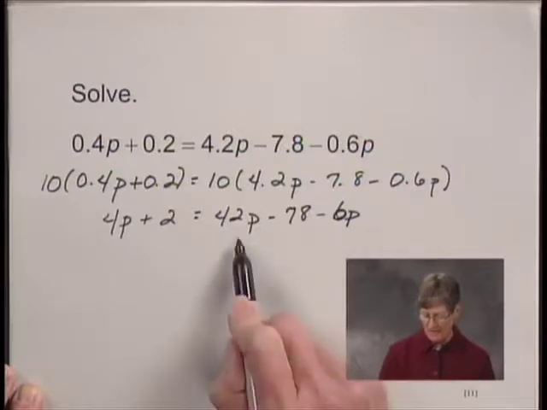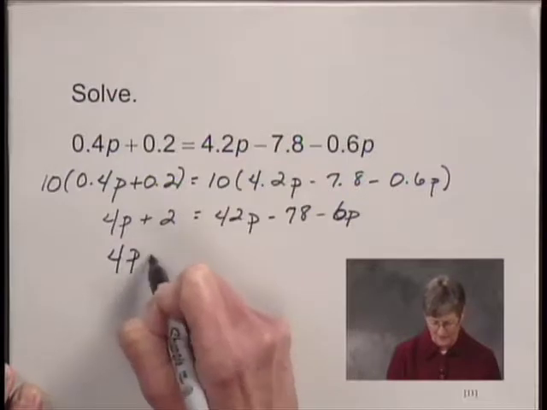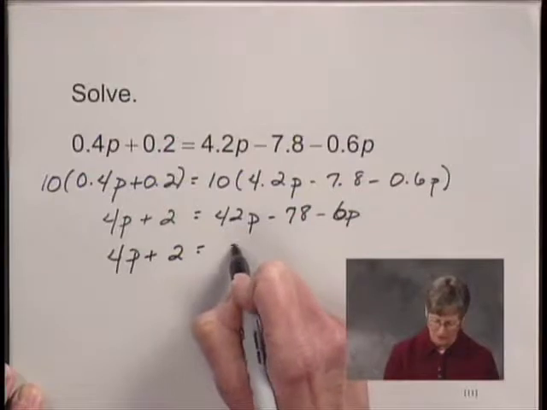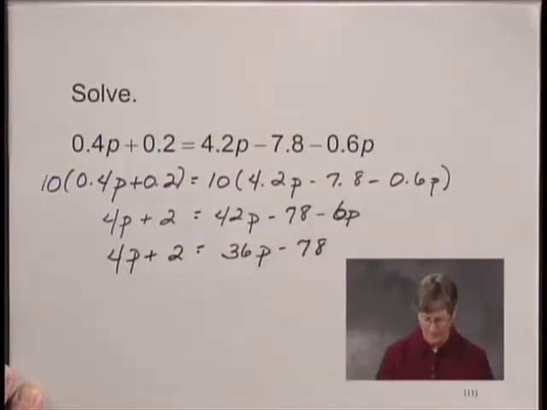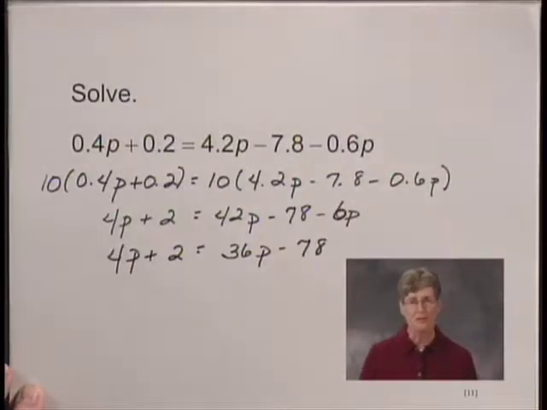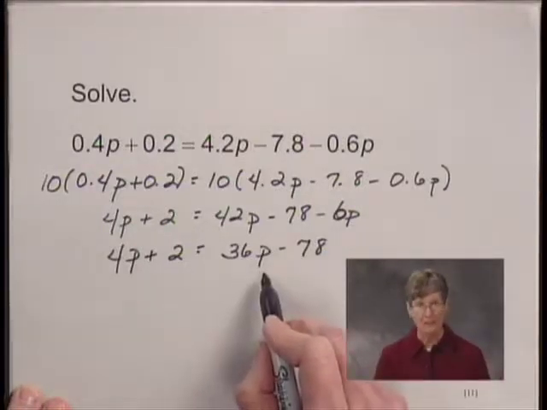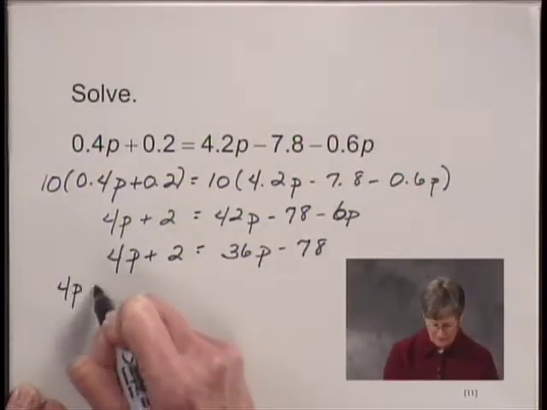Now, I'm going to collect like terms on the right-hand side next. I have two p terms here, so I'll just rewrite the left-hand side. And I have 42p minus 6p, which is 36p, minus 78 on the right-hand side. Now I want to use the addition principle to collect all the terms that involve p on one side of the equation and all the other terms on the other side of the equation. And I see that if I subtract 36p on both sides of this equation, I will eliminate the p term on the right-hand side. So we'll subtract 36p on both sides.